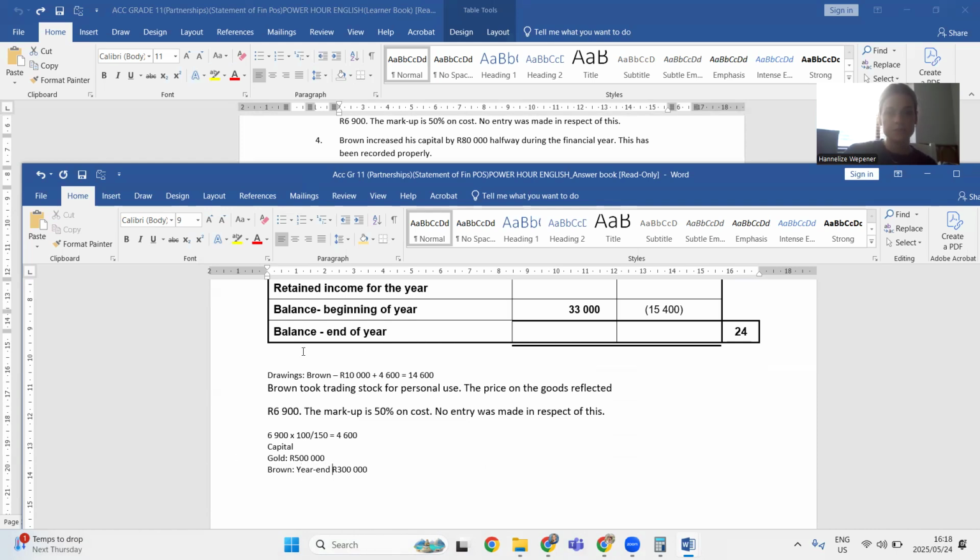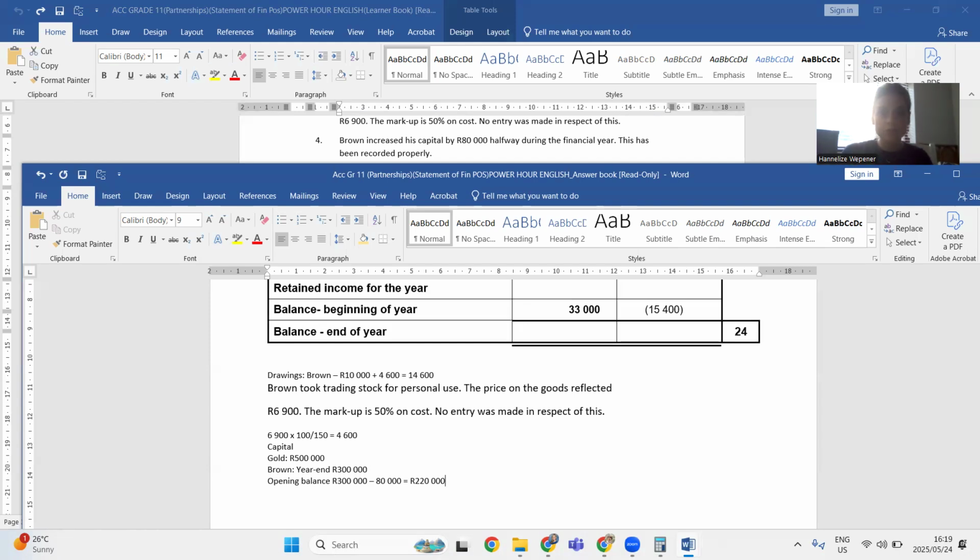Year-end, which means that if she increased her capital by 80,000 Rand during the year, her opening balance was 300,000 less 80,000 Rand. So she started on 220,000 Rand at the beginning of the year, and then she added on to that 80,000 to get to the 300,000 Rand balance at year end. The reason why we're working back is because it says that this has been properly recorded.